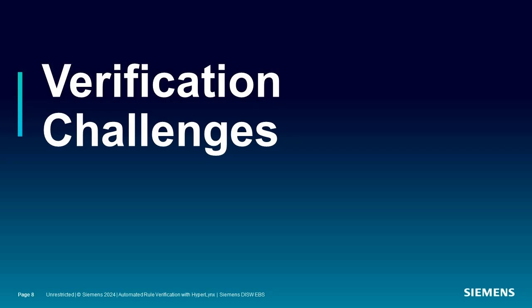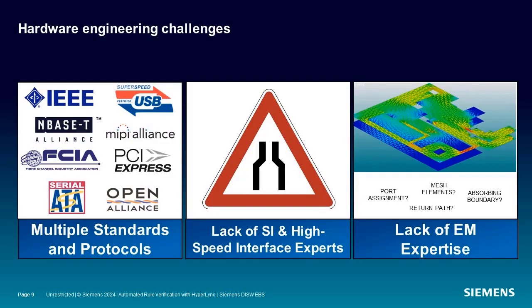Now I'd like to shift focus to talk about verification challenges. When designing for signal and power integrity, there are many obstacles for an engineer to overcome. First off, there are a constantly evolving set of standards and protocols. Each comes with extensive, mind-numbing documentation to ensure proper operation under all conditions. Keeping up with the constraints and ensuring adherence during design poses a significant challenge.